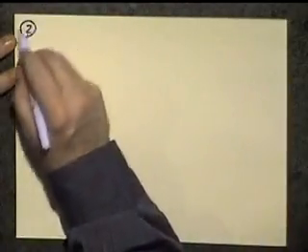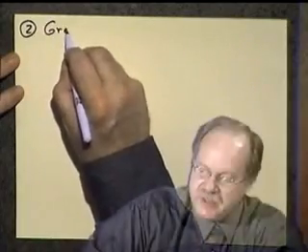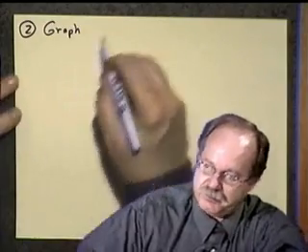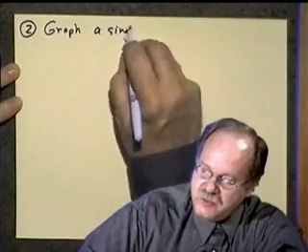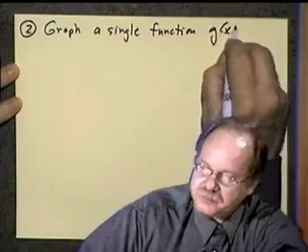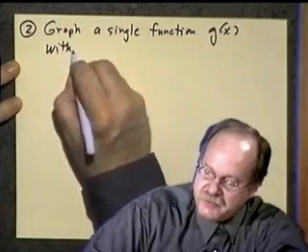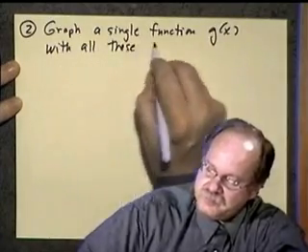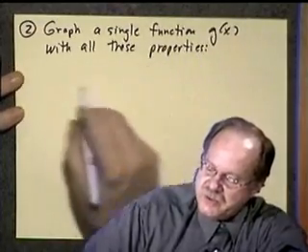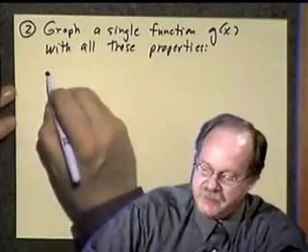Let's look at another kind of problem. And this is, in a sense, the reverse of the last one. In the last one, you had a function, and you were asked to find the graph. In this one, I'm going to give you a bunch of properties of a graph and ask you to draw me a picture associated with that. So graph a single function, which is unknown, but we'll give it a name. We'll call it g of x, with all these properties. And there are many functions that have all of these properties, but come up with one that's relatively simple.